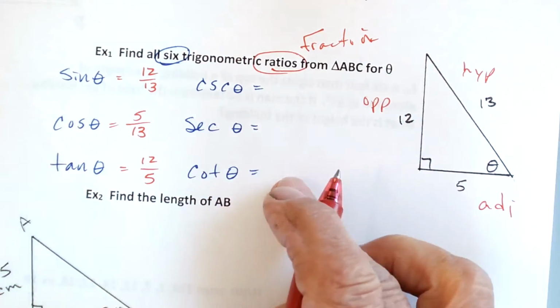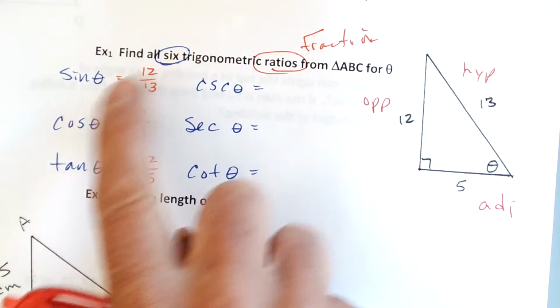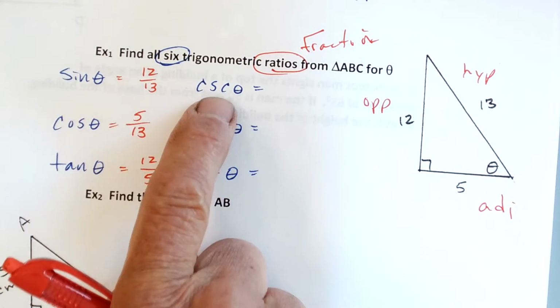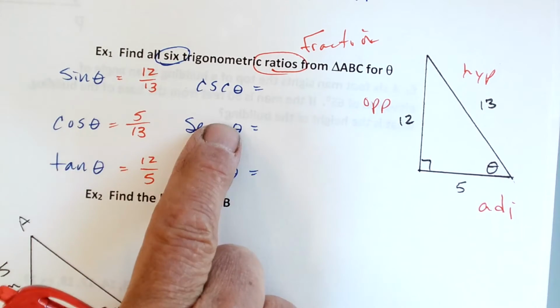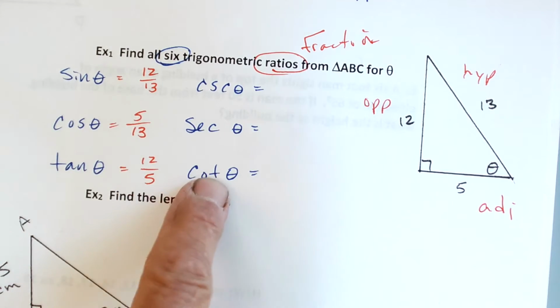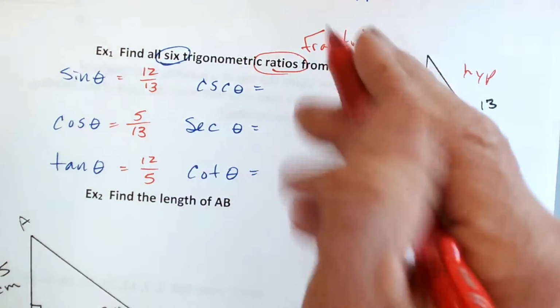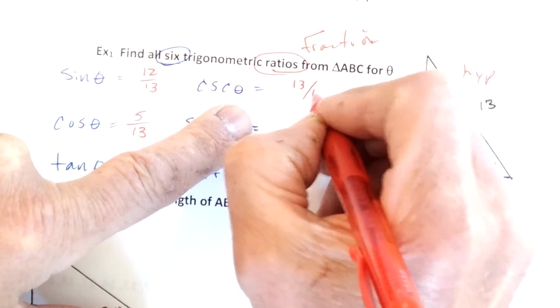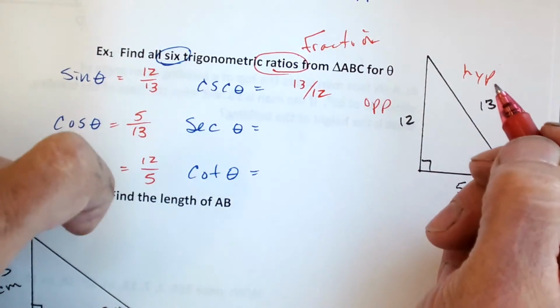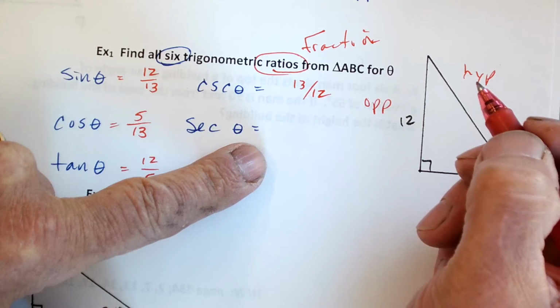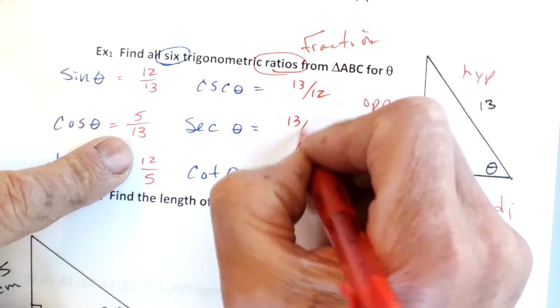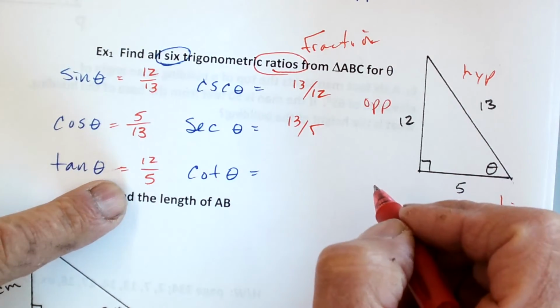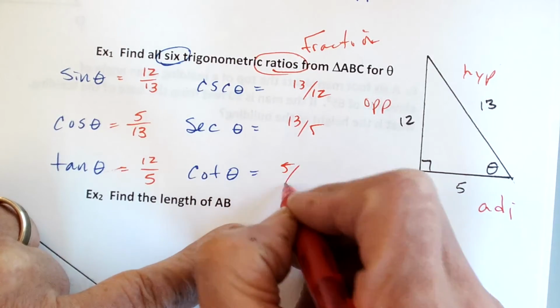Now these three get easy because they're just the reciprocals, and I lined them up on purpose. Sine with cosecant, cosine with secant, and tangent and cotangent, I did on purpose, to help us out. So cosecant is 13 over 12. It's just the reciprocal, that's all. Secant is just 13 over 5. And cotangent is 5 over 12, okay?